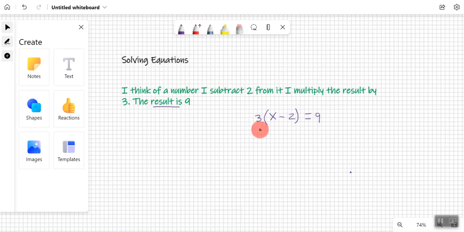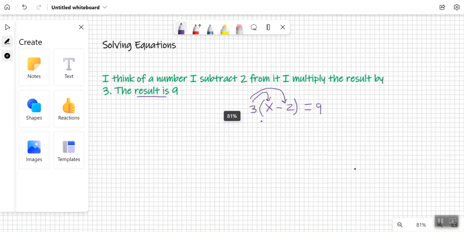Now notice that we have brackets outside here as well. So what we need to be able to do then is solve this expression. When we have a bracket like this, the first thing we want to do is remove the bracket. So we take the number that's on the outside and we multiply it by each term that's on the inside. What this means is we're taking 3 and we're multiplying it by x, and we're multiplying it by minus 2.